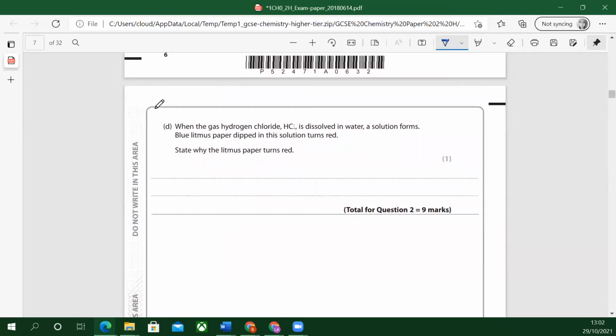Okay, part D. When the gas hydrogen chloride, HCl, is dissolved in water, a solution forms. Blue litmus paper dipped in this solution turns red. State why the litmus paper turns red. Nice, what I said earlier: the solution is acidic. We know that answer from earlier, so we've got a bonus answer here. Acidic. It must also have hydrogen ions in it.